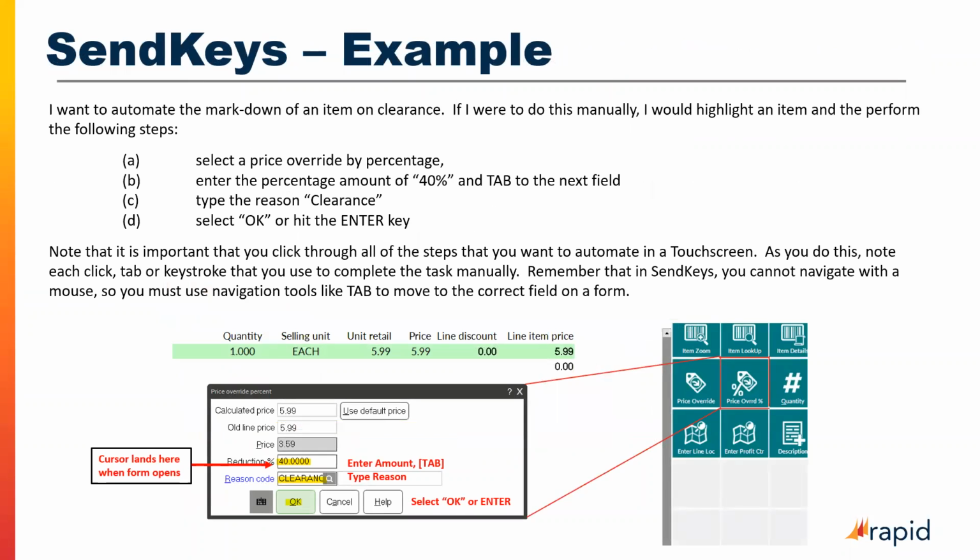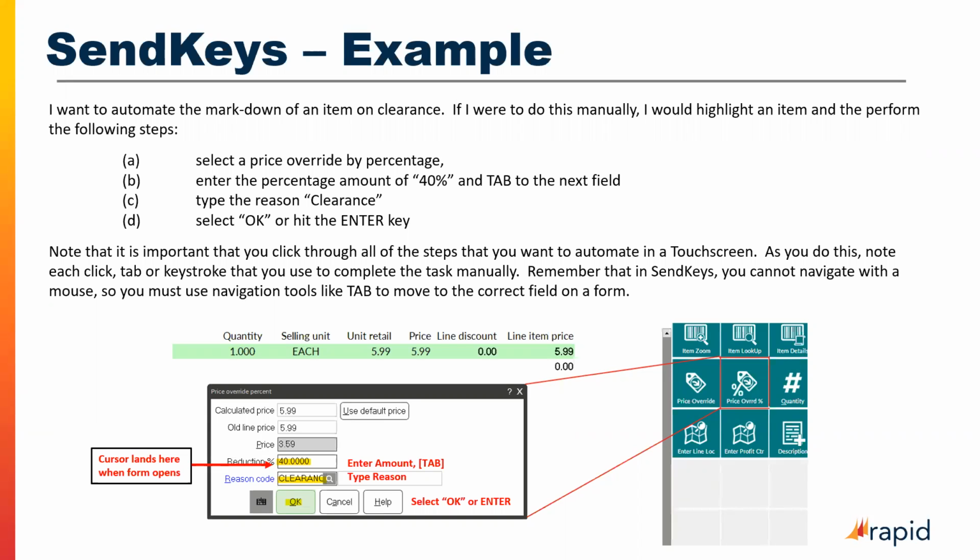So let's look at an example. When you're going to use send keys, the best way to approach it is to actually do that function in your system manually. And when you're doing it, notate every step of the way. You want to see where the cursor lands, the exact keystrokes you enter, and how you move to the next field. How do you get out of that form?